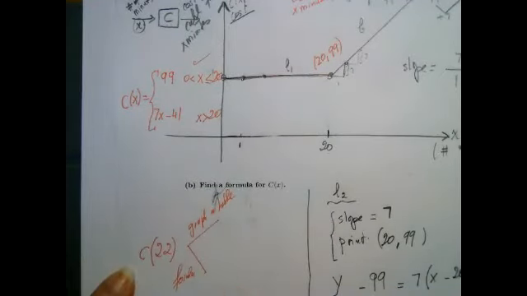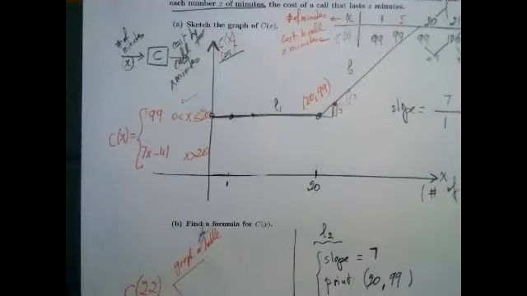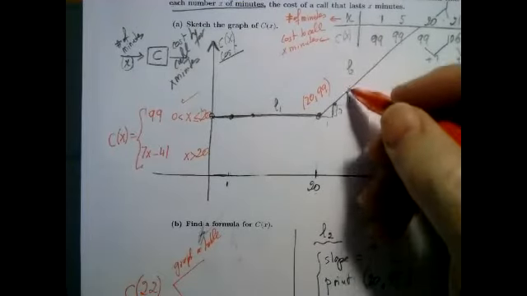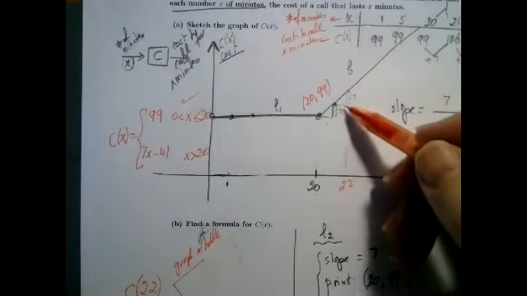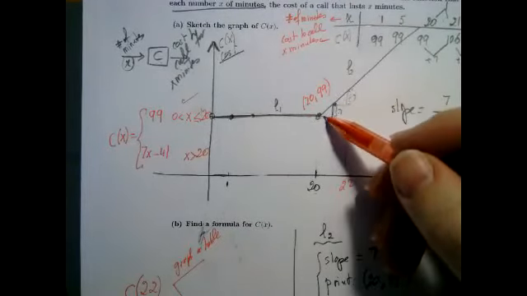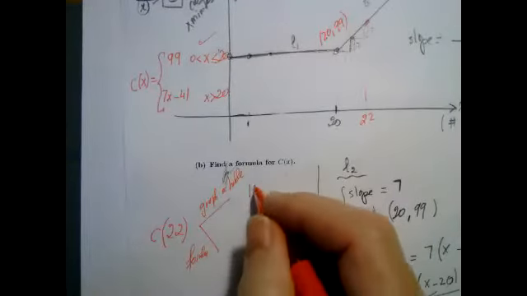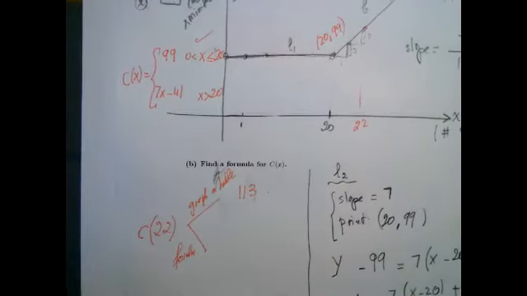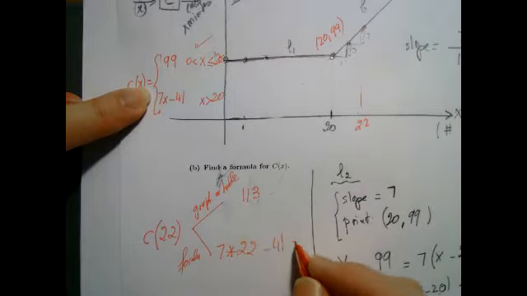Okay. From the graph, what do we get? What's the cost for 22? Or from the table? If we talk 22 minutes, we had 90 plus 7 plus 7. It means 99 plus 7, we get 130. Now, is it agreeing with my formula? My formula is telling me it's 7 times 22 minus 41. We should have the exact same answer.